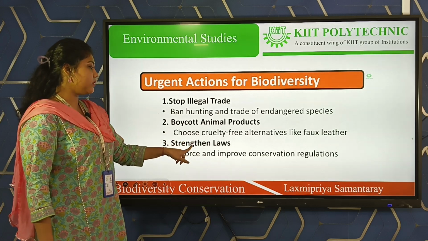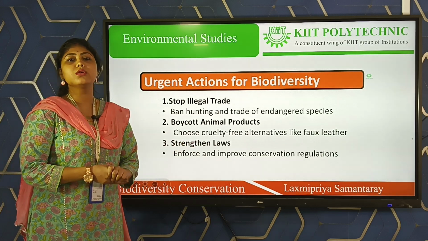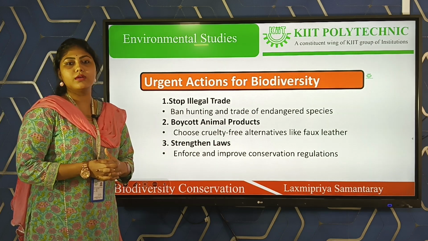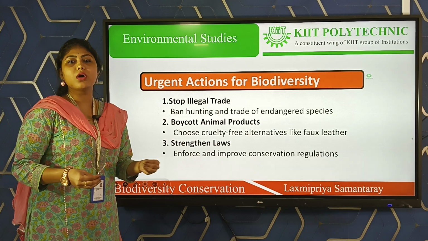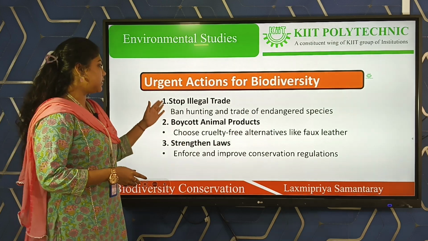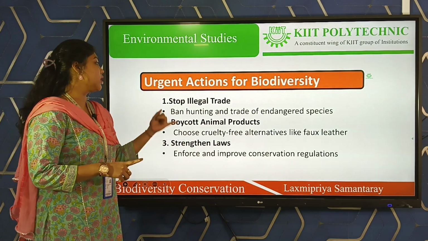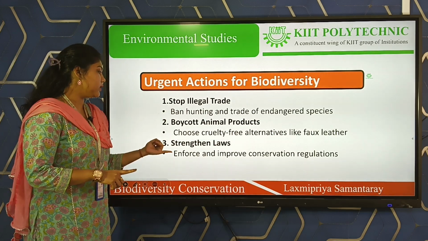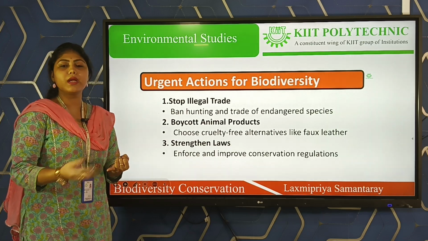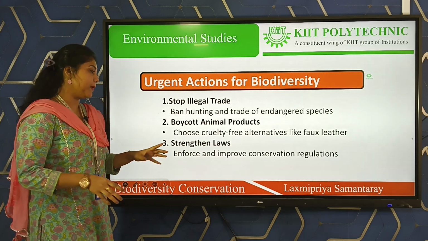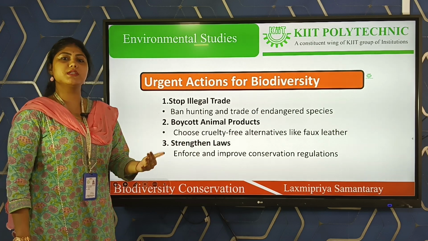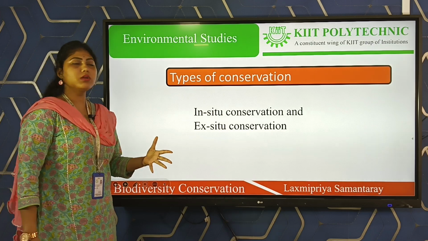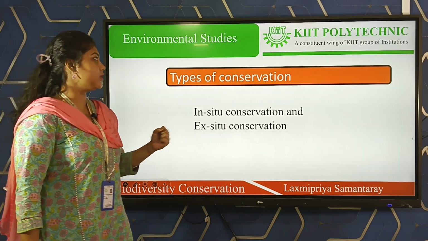And next is to strengthen the laws. How do we strengthen the laws? We have to protect our environment, and for that we have to spread awareness about all these things. We have to first stop illegal trades, next boycott animal products. The third one is strengthen laws, which means we have to spread awareness among people to save our species for the future.